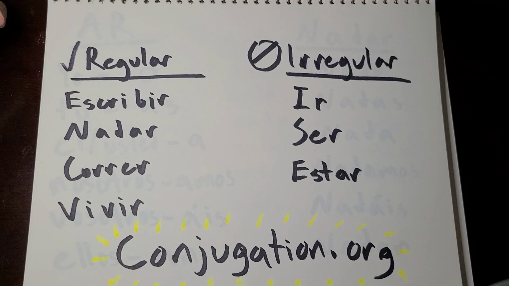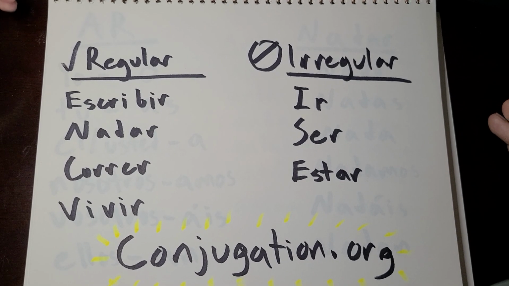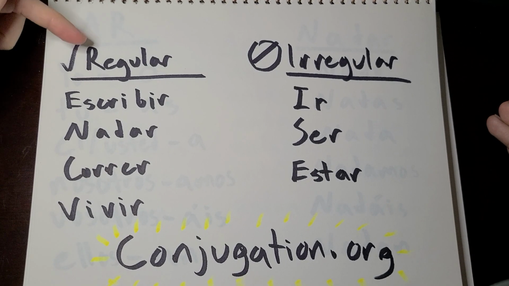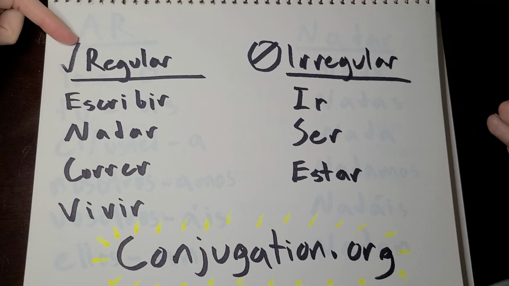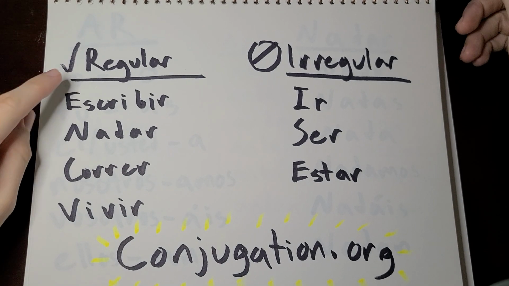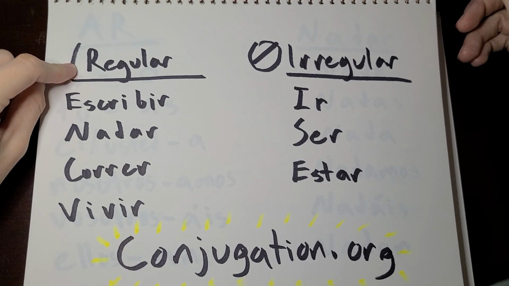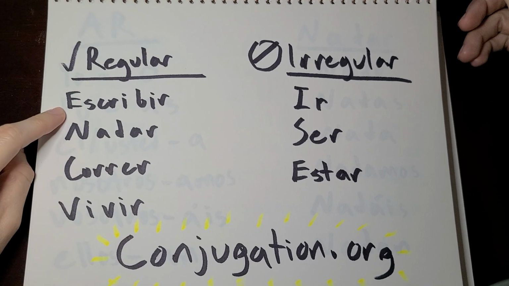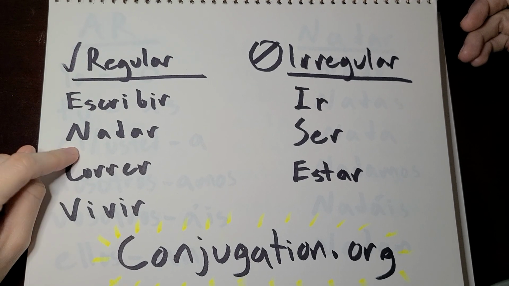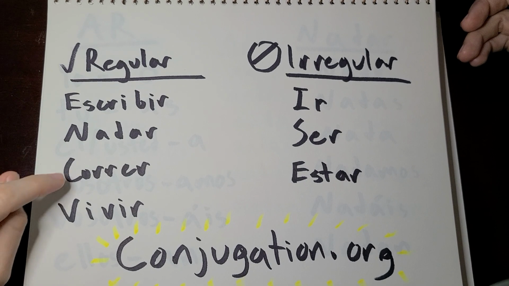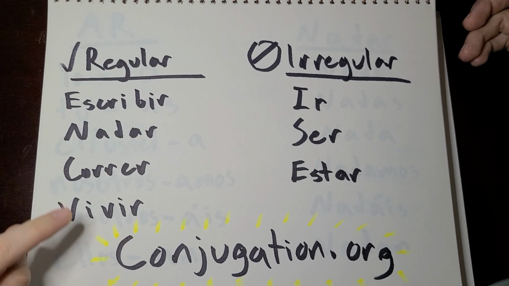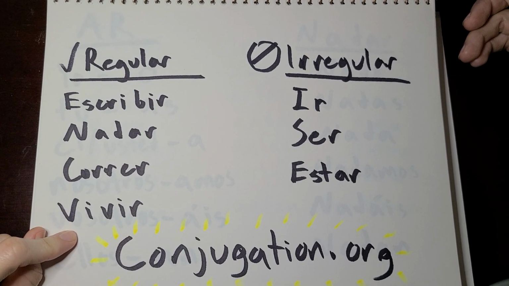And then not only that, but the irregular verbs tend to sound really weird if you try to use the regular rules with them. You'll see what I mean. So here are some examples of common regular verbs. Escribir, that means to write. Nadar, that means to swim. Correr, that means to run. Vivir, that means to live.